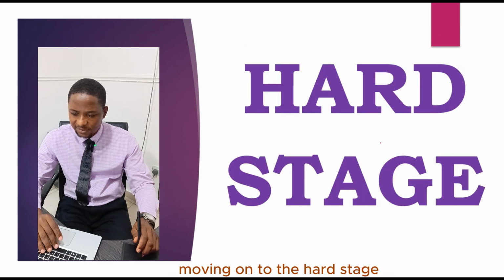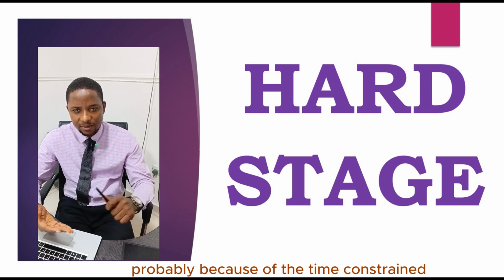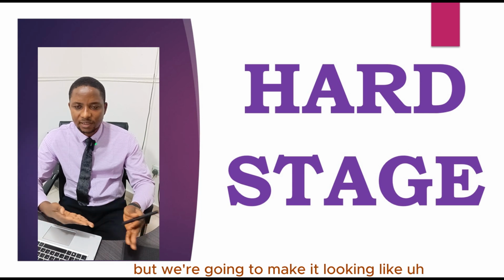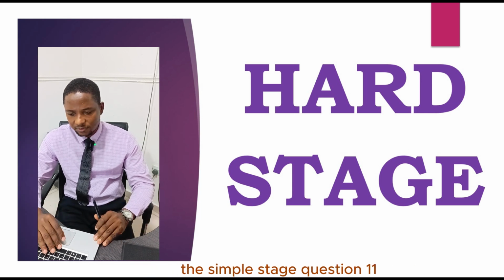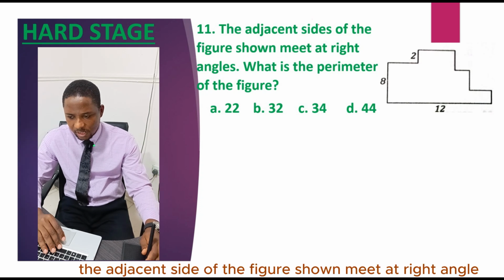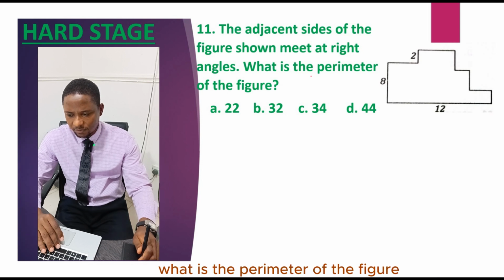Moving on to the hard stage. I call it hard stage, but it's not really hard. It's just probably because of the time constraint, then the logic behind it. Or we're going to make it look like the simple stage. Question 11. The adjacent sides of the figure shown meet at a triangle. What is the perimeter of the figure?